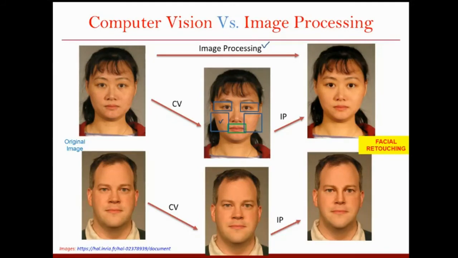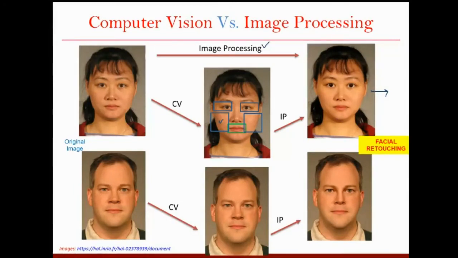So if you want to improve the quality of this image, first you have to detect various components of it, like where is the eye, where is the cheek, where are the lips, and so on. And once you get that information, then you apply the image processing and improve the quality. So from the face, first you are using computer vision to identify those components, and once those components are identified, then to improve those components, you are applying image processing to improve the quality.